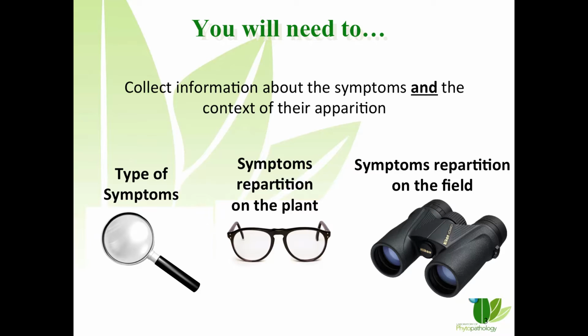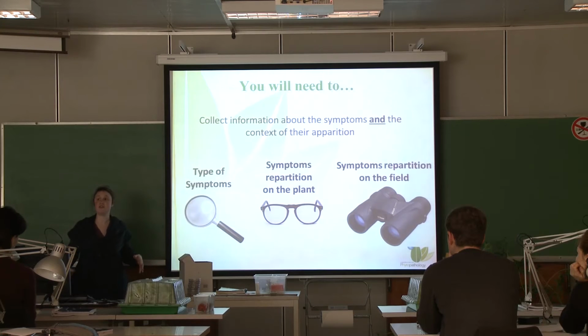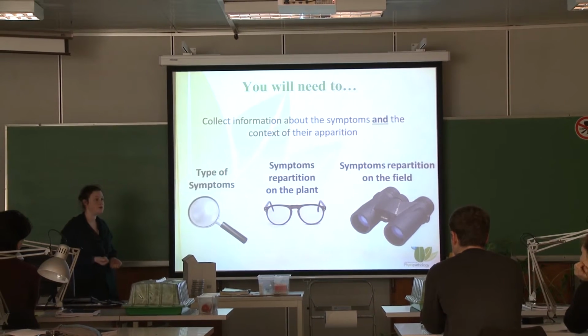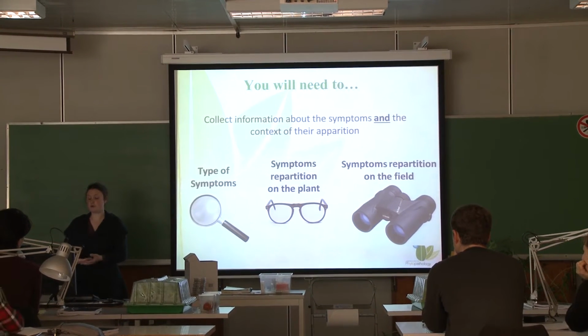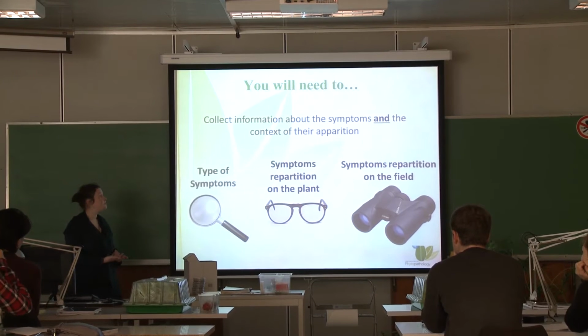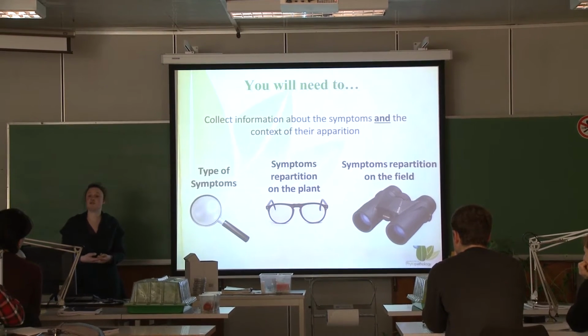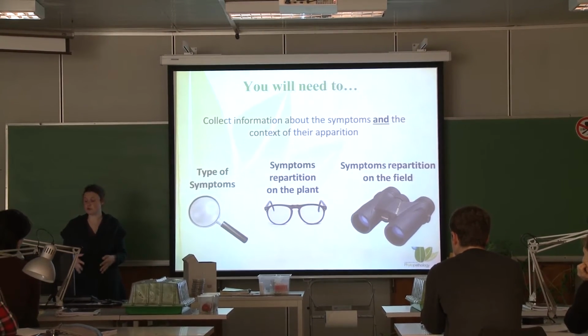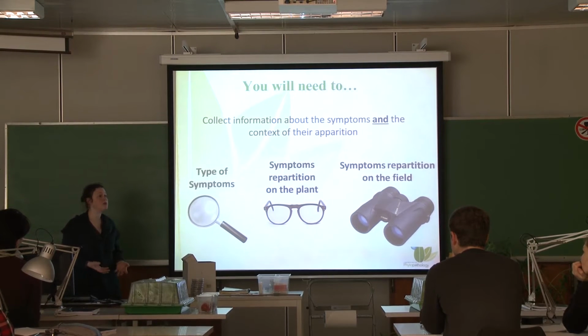So you will need to collect a lot of information about the symptoms you have observed, but also about the context in which these symptoms have appeared. You will have to observe the type of symptoms and their repetition on the plant, but also the repetition of the diseased plants in the field and the context of the appearance of the disease.